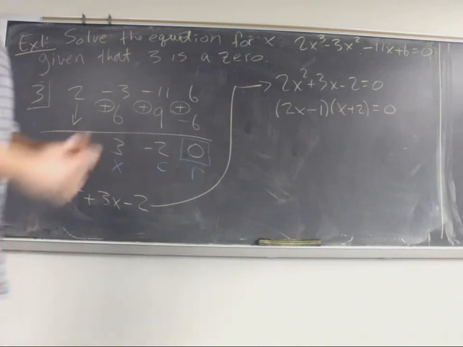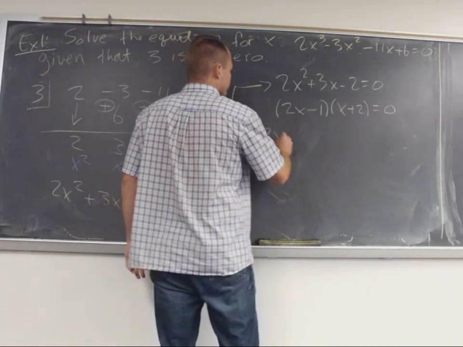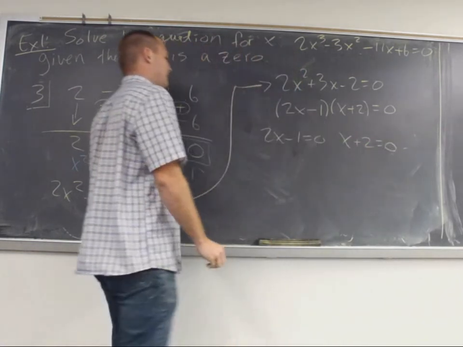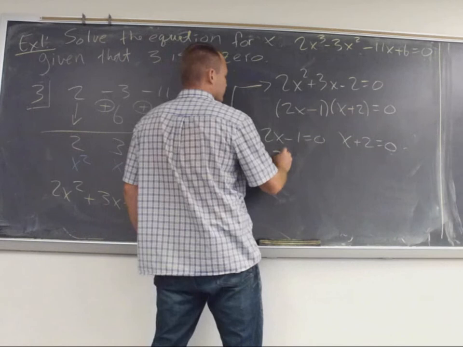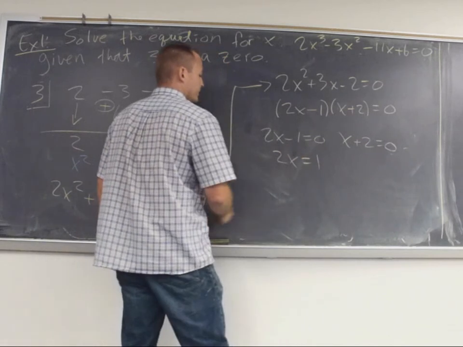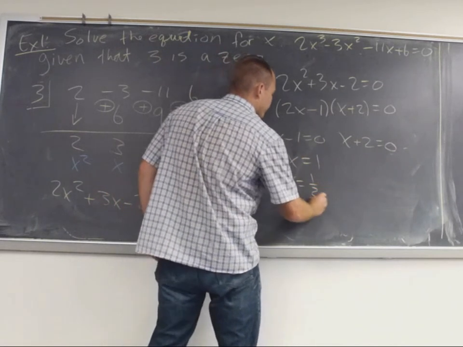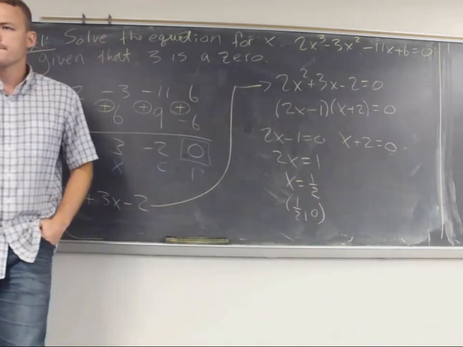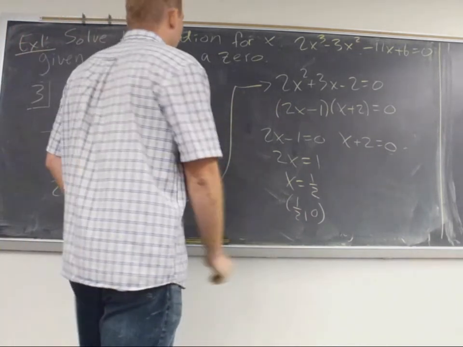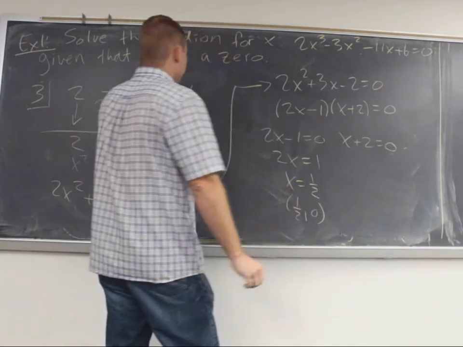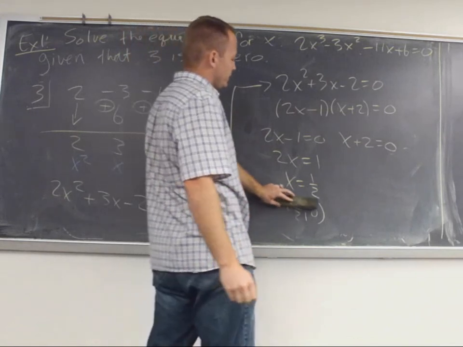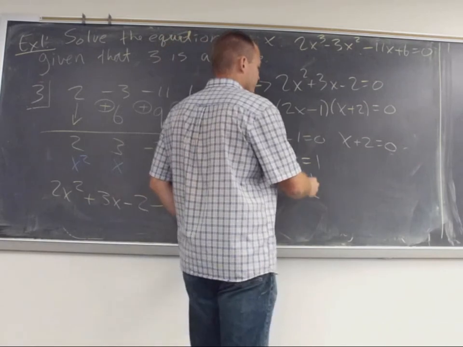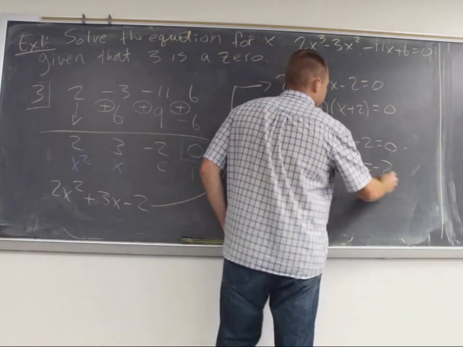And now you just break these up and separately set them equal to 0. Add 1, so you get 2x is equal to 1. And divide by 2, x is equal to 1/2. So 1/2 comma 0. And it just says solve the equation for x. So it's not saying find the x-intercept. So you can leave it there if you want, but I would accept either answer. I understand what you're doing. And then over here, x is equal to negative 2.